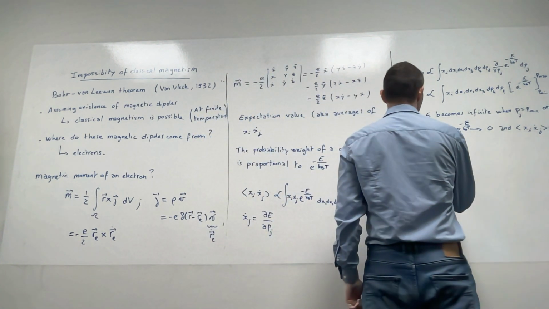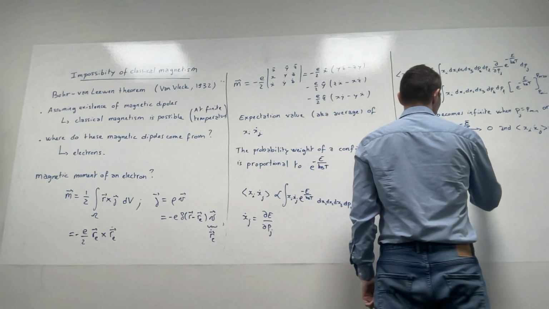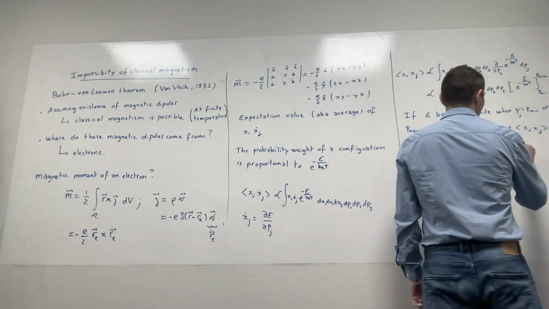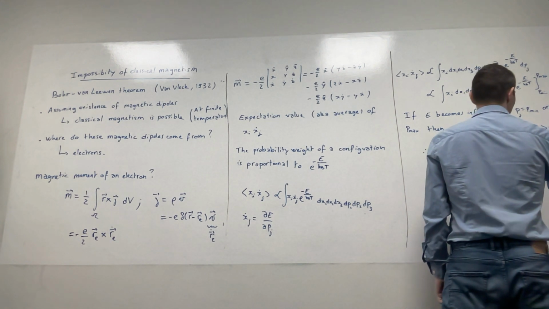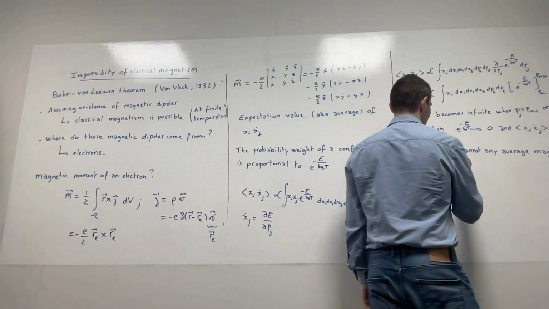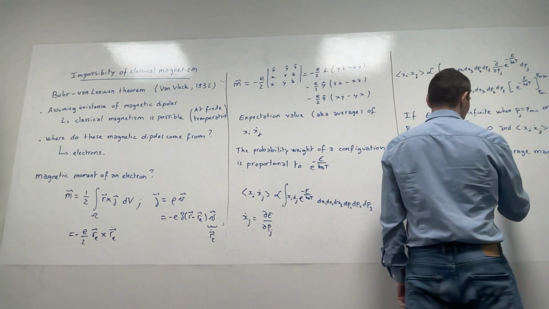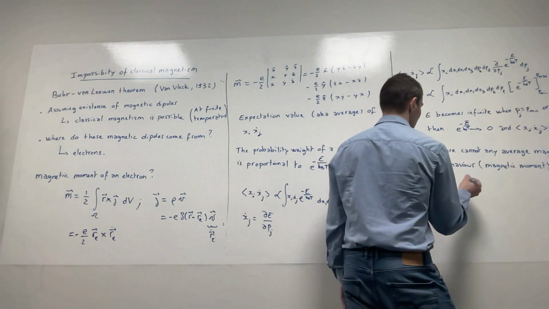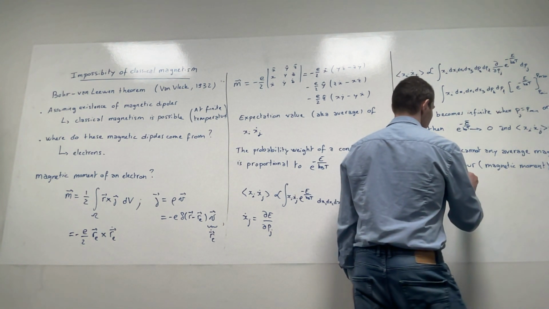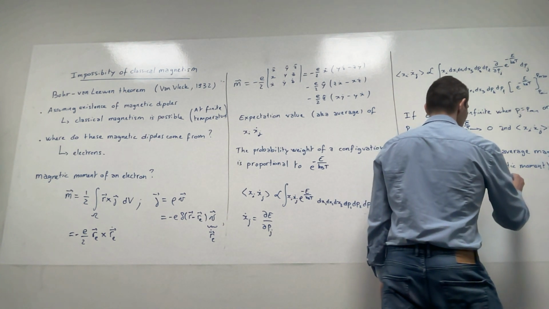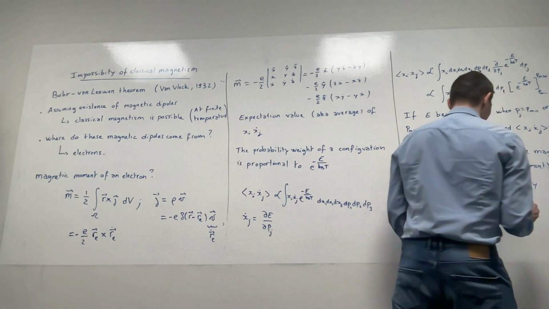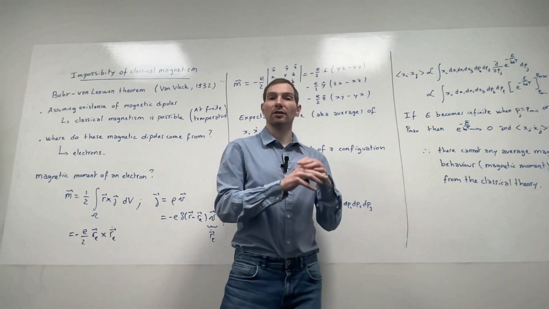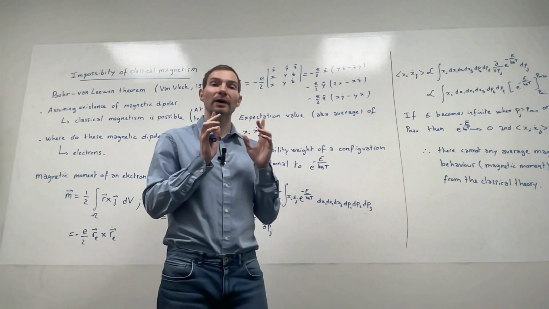And so the conclusion is that there cannot be any, let's say average, let's call that at least average magnetic behavior, and what I mean by that is a non-zero magnetic moment, from the classical theory. And that's the reason why this is quite fascinating: the same issue does not happen for electrical dipoles. So it has to do with magnetic dipoles only.